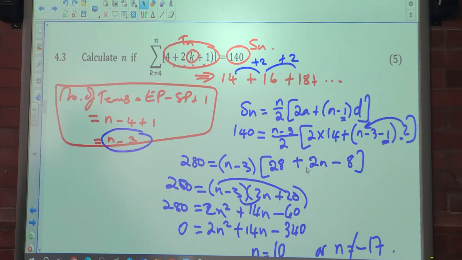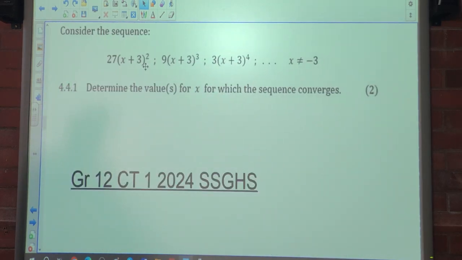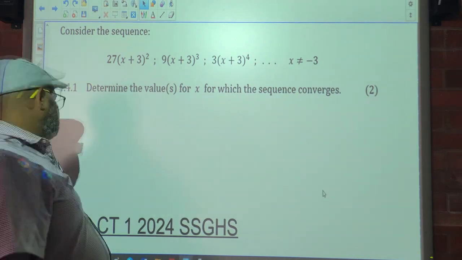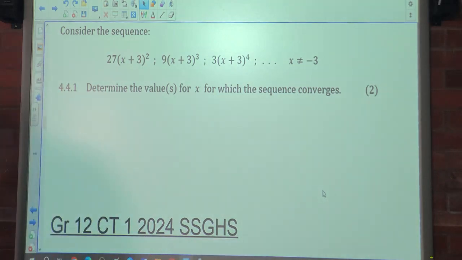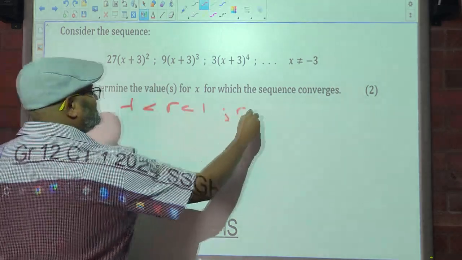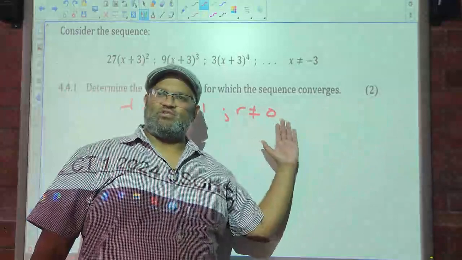You made the sum easier. Consider the sequence. Determine the values of x for which the sequence converges. When will the sequence converge? If and only if r is greater than negative 1 but less than 1, provided r is not equal to 0. There's 2 marks, so I didn't penalize if you didn't use this properly.